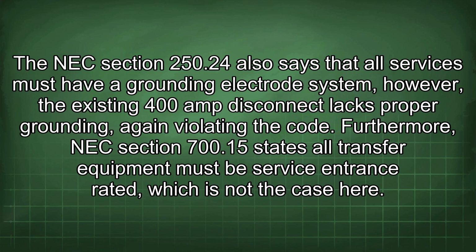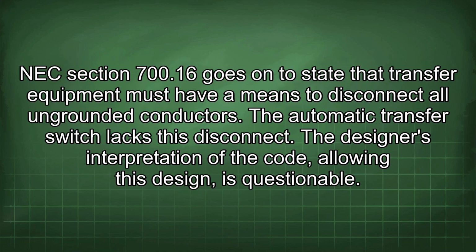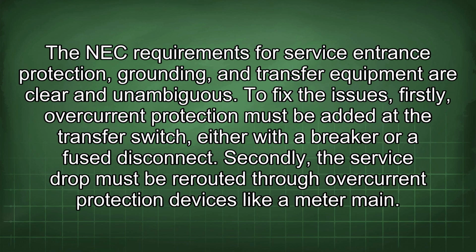Furthermore, NEC Section 700.15 states all transfer equipment must be service entrance rated, which is not the case here. NEC Section 700.16 goes on to state that transfer equipment must have a means to disconnect all ungrounded conductors. The automatic transfer switch lacks this disconnect. The designer's interpretation of the code allowing this design is questionable. The NEC requirements for service entrance protection, grounding, and transfer equipment are clear and unambiguous.